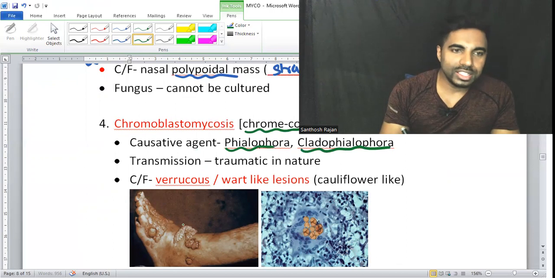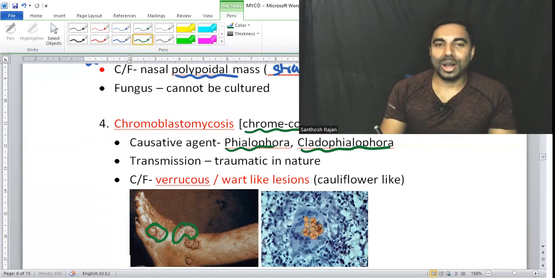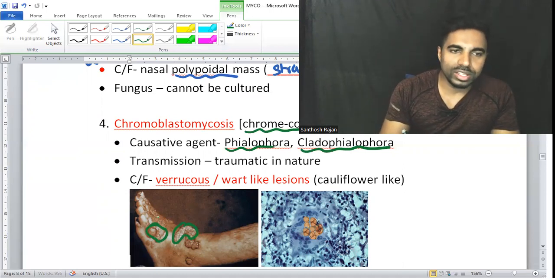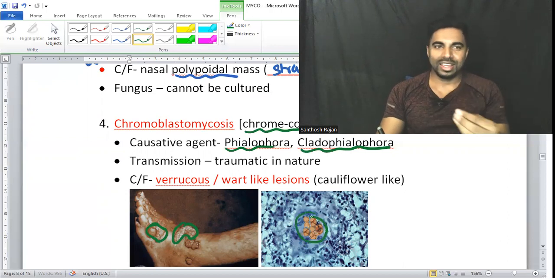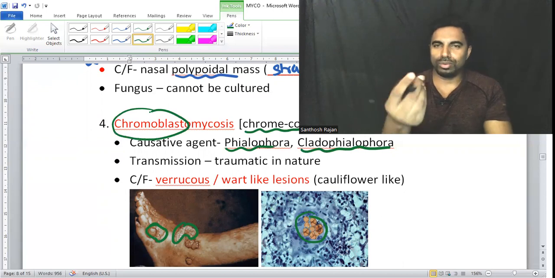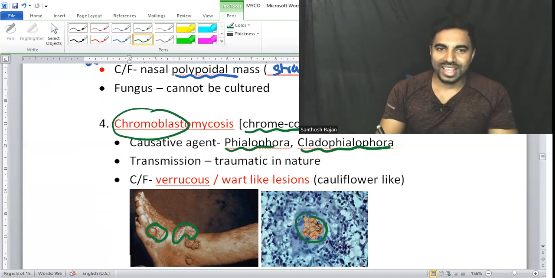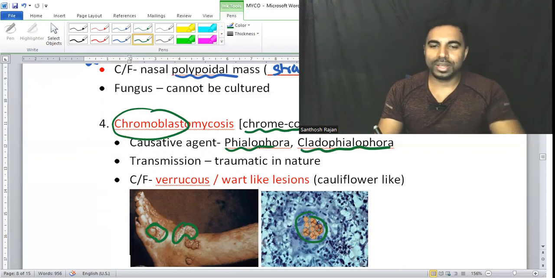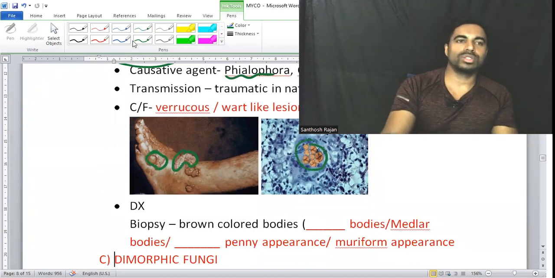And how does the lesion look? The lesion is like this. This is the characteristic feature. Now, when you stain whatever the lesion is producing, how does it look? The name itself says it looks like a penny, a copper penny. Chromoblast, you make coins from chrome, no? So copper penny appearance or Medlar bodies appearance. Copper penny, Medlar bodies, everything. This question has been repeated many, many times. So that's what I'm stressing here.